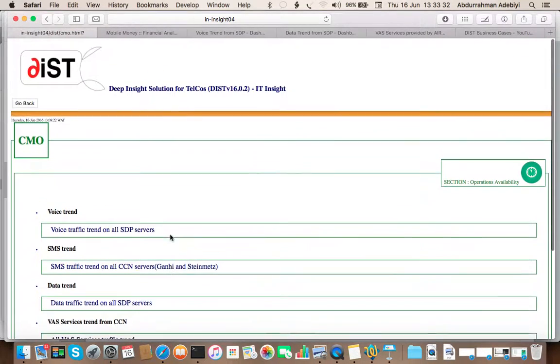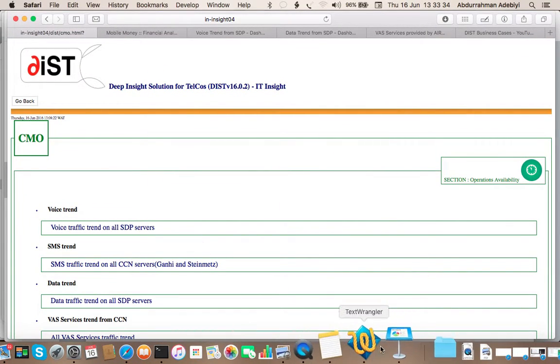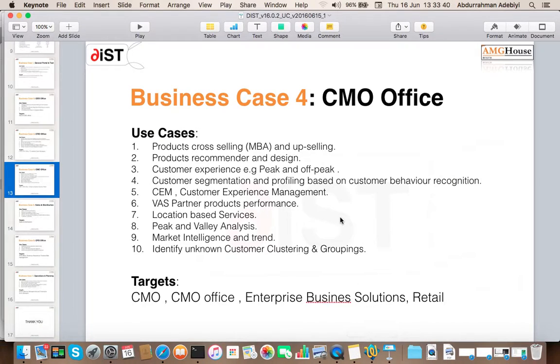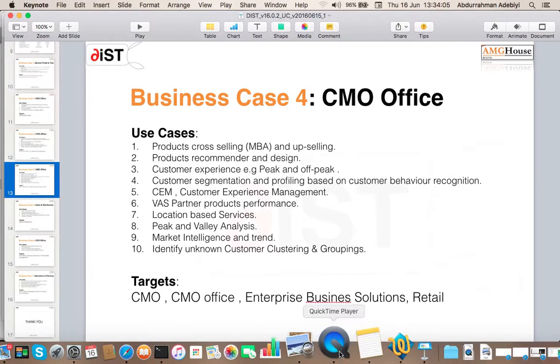So without much ado, we're done with this business case, and let's just have a recap. We've been able to see the customer experience within that network and see how they behave, and recognize some possible product mixes to use the mobile money for a particular period of the day for restaurant users. And location-based service, that's something that's already been discussed in one of the earlier dashboards. So thank you very much, and we will see you in the next business case, business case 5.